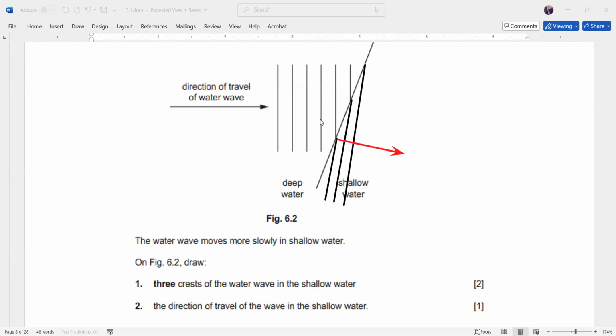Why do we draw three? Because in the question they specify three crests. That's why we draw three. You will not lose the mark if you draw an extra, but try to read the question, see what they ask, and answer that only.